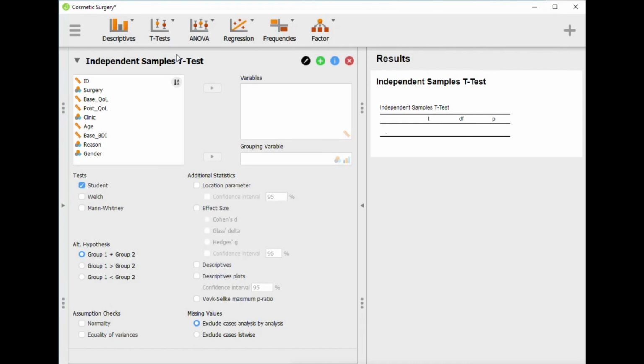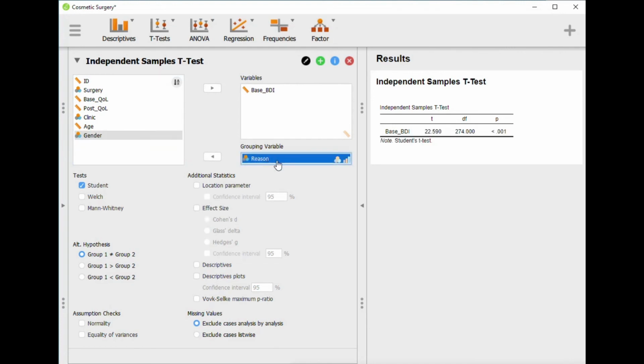We want to move the base BDI, which is our dependent variable. It's the variable that we're interested in. We want to know, does depression differ between these groups? That is our variable of interest. And then between what groups, right? Who are we comparing? What is the other variable that's going to tell us which two groups we're comparing? That's going to be reason, right? So this will give us the two groups, appearance versus physical. And we want to see, is there a difference in this variable between the groups?